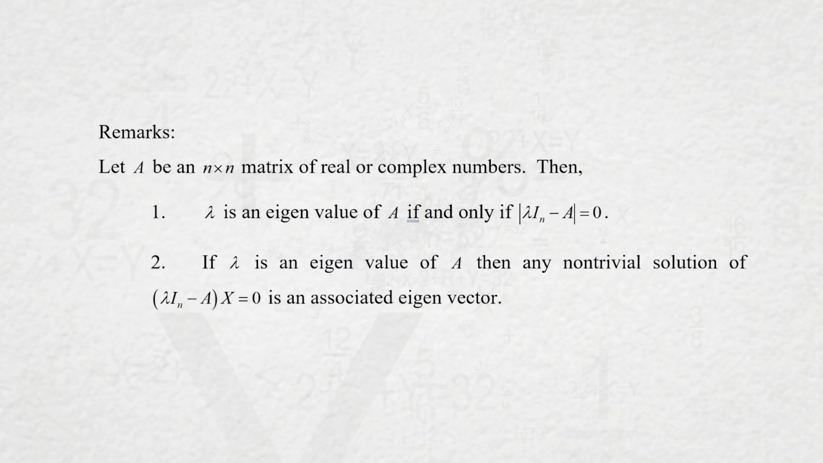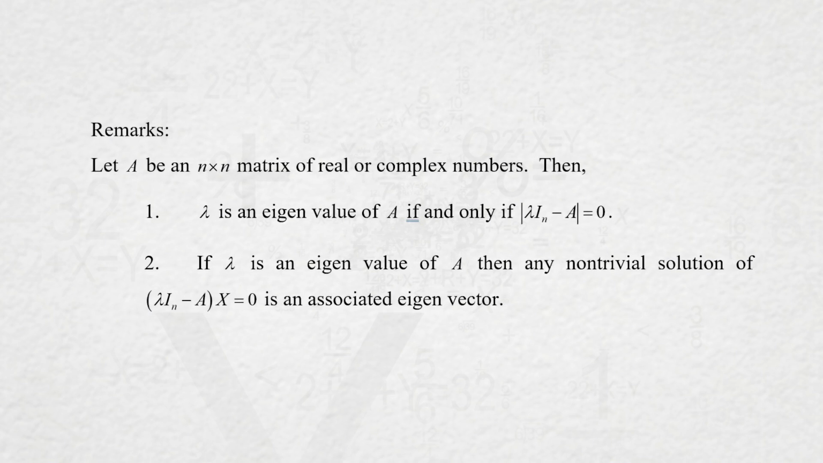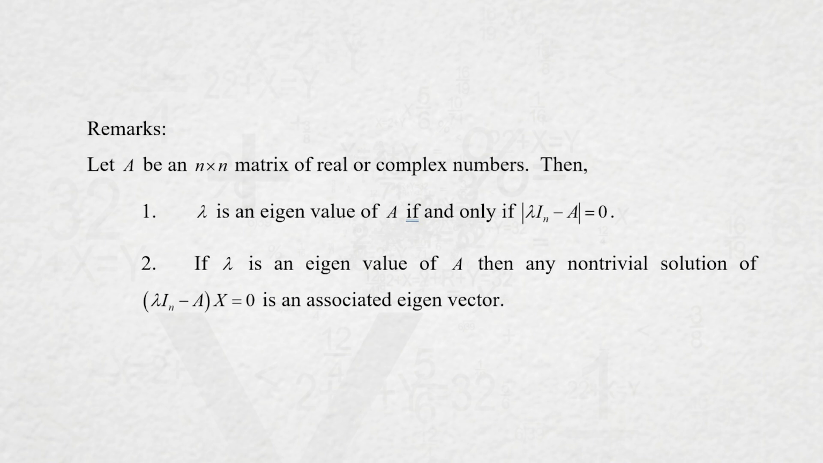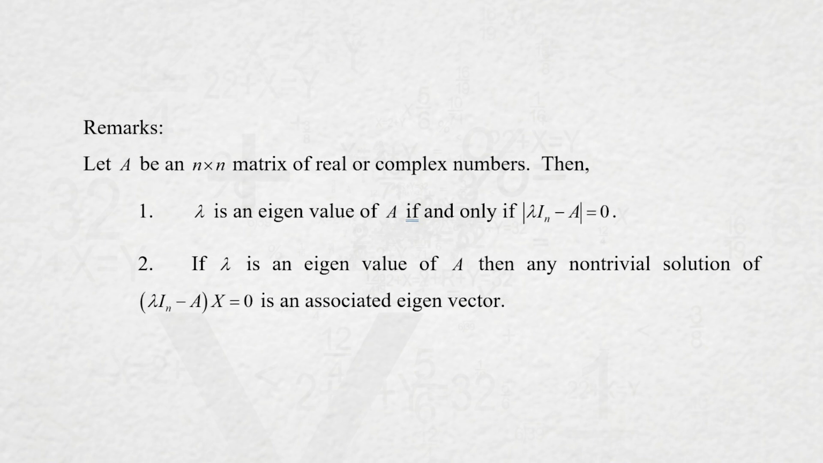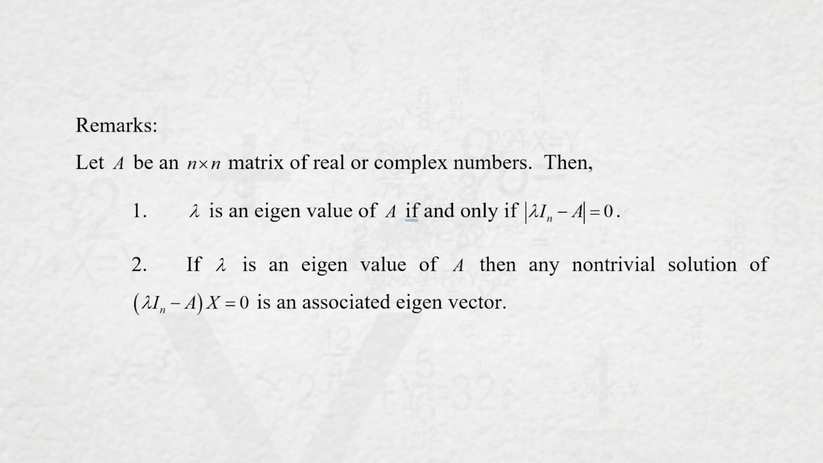So, we shall see some remarks. Let A be an n by n matrix of real or complex numbers. Then lambda is an eigenvalue of A if and only if the determinant of lambda In minus A is equal to 0.